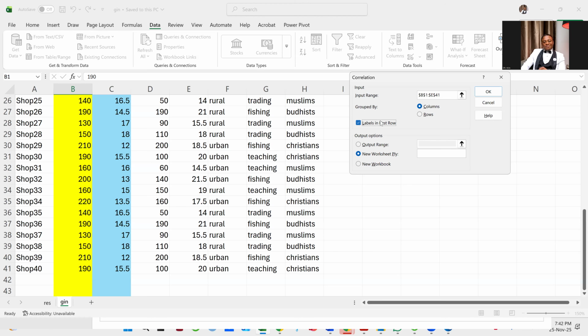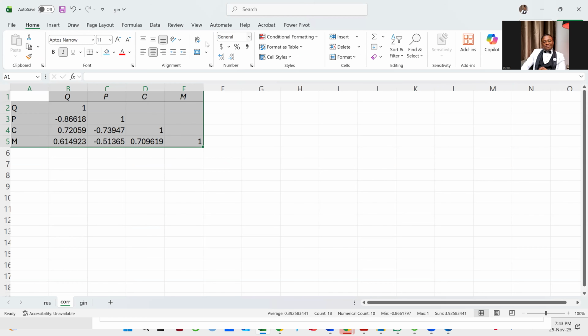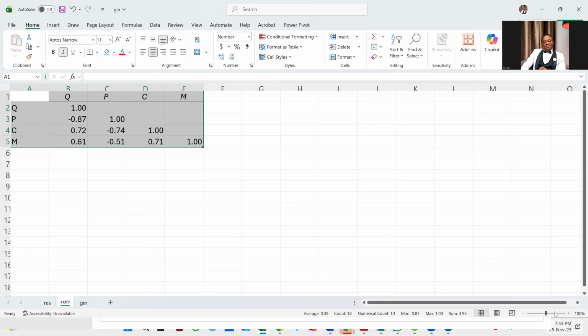So you click on labels, and then you click on new worksheet, and then you can type the name you want. A new sheet will be created. Or I just type call. You can type even your name. And then you click OK, and a new sheet will be created. This new sheet is what is known as a correlation matrix. If you want it to 2 decimals, click on Home and change the General you see here to Number, and everything will be in 2 decimal places, like that.